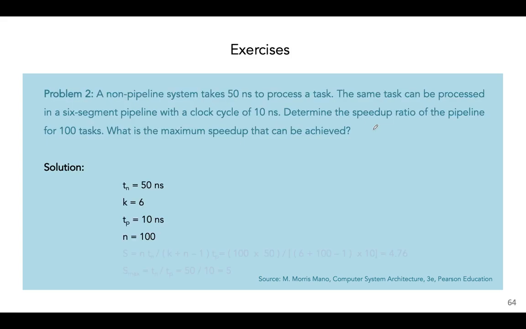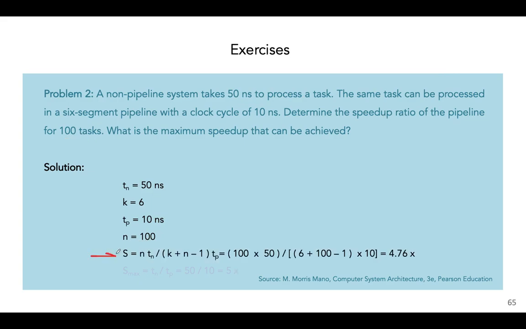All right. Again, all the necessary information is available in the question. Tn, which is the time it takes to process a task in a non-pipeline system, is 50 nanoseconds. The number of segments in the pipeline is given, K is equal to 6. The clock cycle in case of the pipeline system, that is Tp, is given as 10 ns. And the number of tasks that we are supposed to execute using this pipeline is 100, right? So we have to find out the speed up ratio and the maximum speed up. Let's first take up the speed up ratio part.